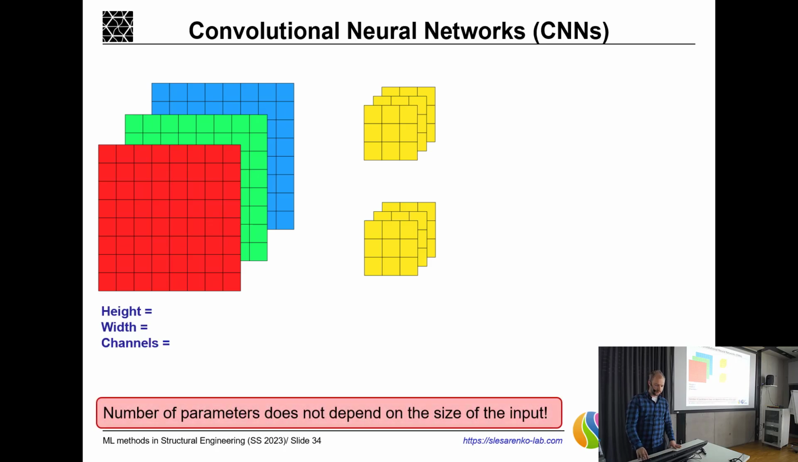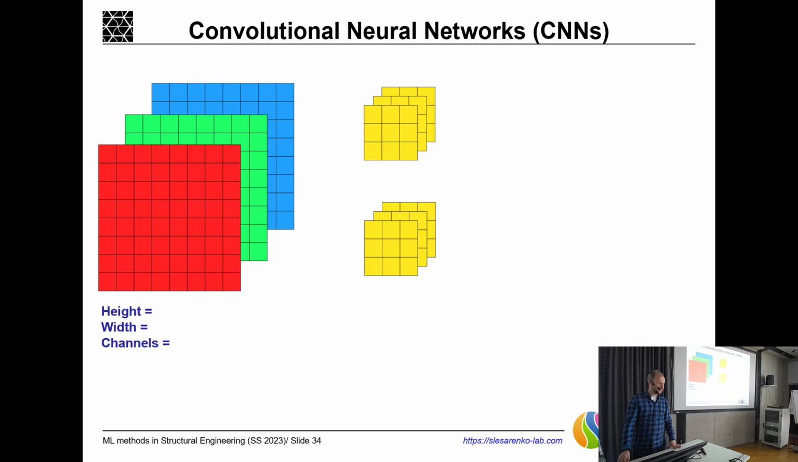So I will skip this one. What's the beautiful thing about that? Okay, let's take a look at the left one. What's the height of our initial image? 8. What's the width of our initial image? 8. And channels, 3. And let's say we have 10 filters. Okay, like that.